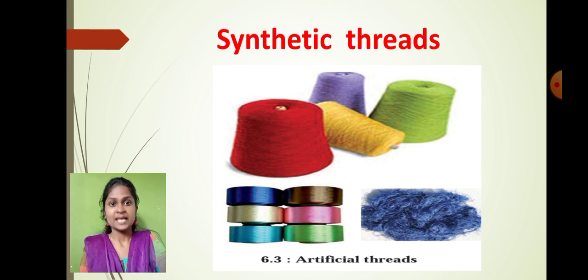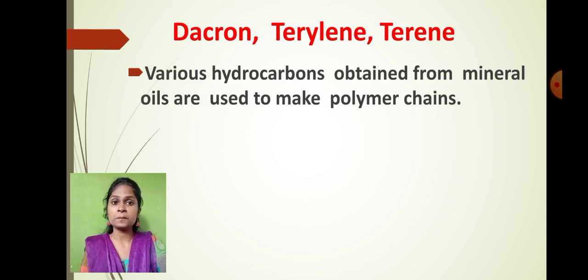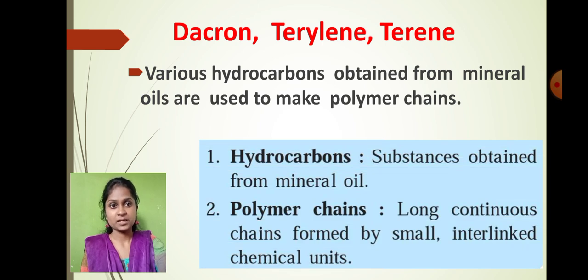That's why we call it what? Rayon. Okay, students, just like nylon and rayon, we have also obtained, if you remember, Dacron, Terylene and Terene. These are also threads which we have obtained from man-made activities. So how have we obtained them? There are various kinds of hydrocarbons obtained from mineral oil which are used to make the polymer chain. Now, what do you mean by hydrocarbon? Hydrocarbon and polymer chain, these are two words which are new for you, right? So let's see the meaning of hydrocarbon and polymer chain.